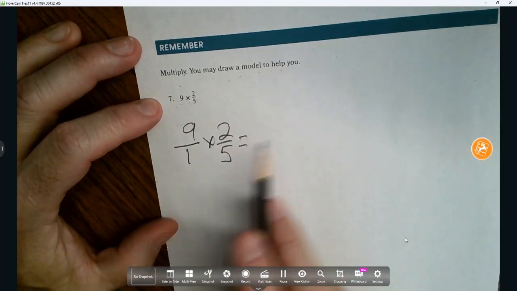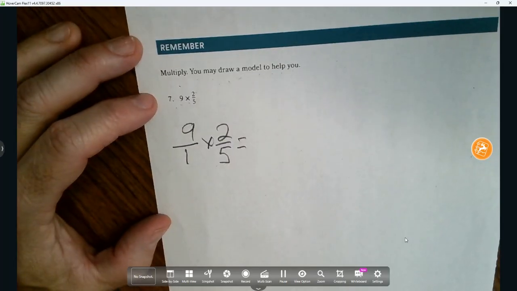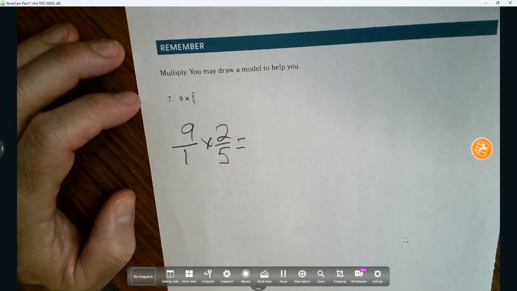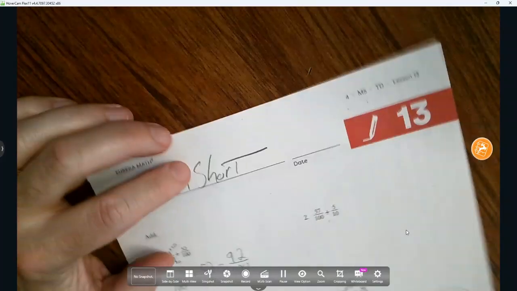Multiply straight across the top. Multiply straight across the bottom. Here's a hint. You're going to get an improper fraction. Make it into a mixed number. All right. That's it for me on this one.